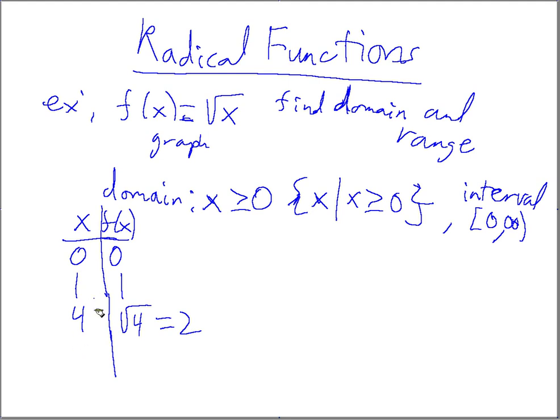I'll do one more. It's going to be 9, because these numbers are getting big in a hurry since we're taking the square root of it. And that's going to be 3, obviously. So we have 4 points to locate. Let's see what the sketch of the graph looks like.